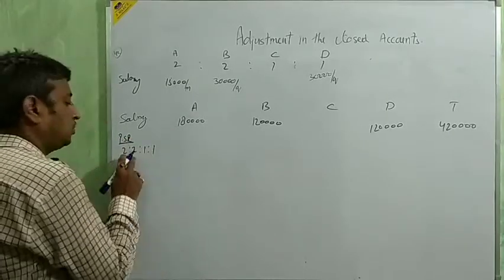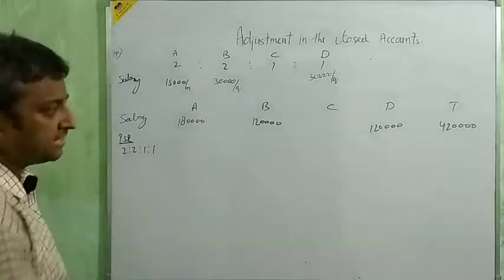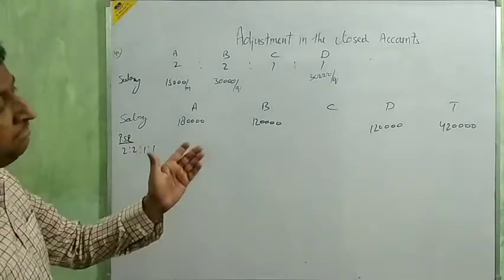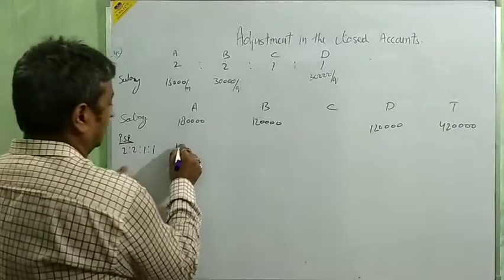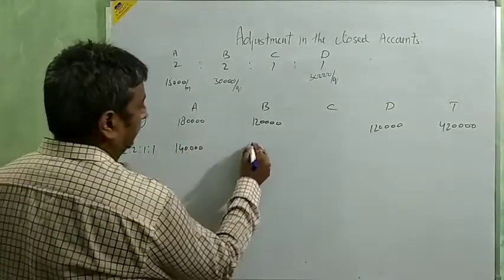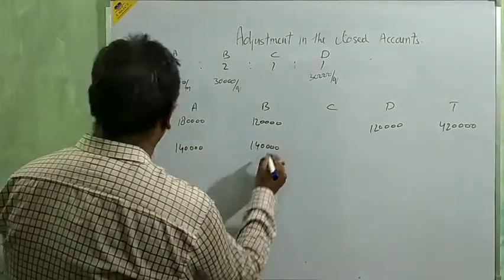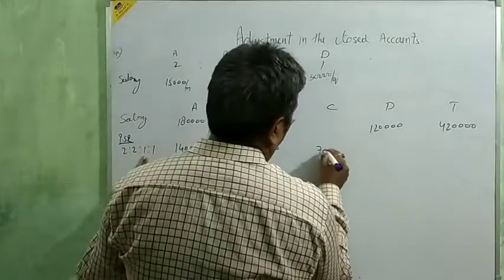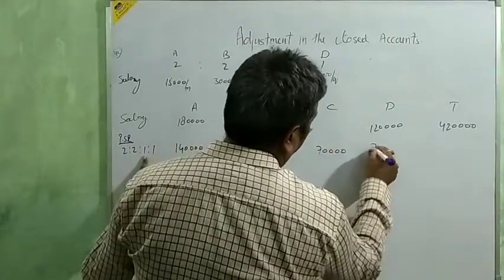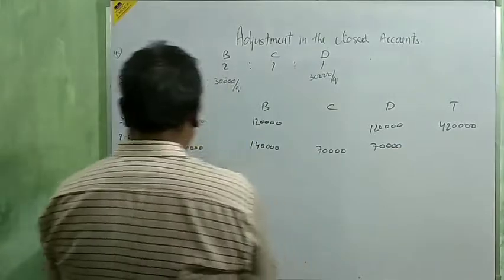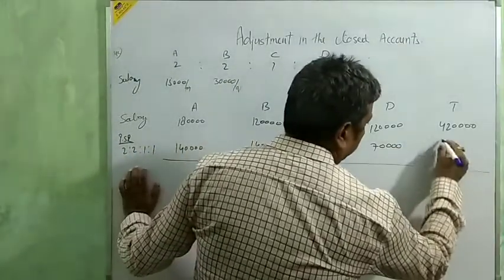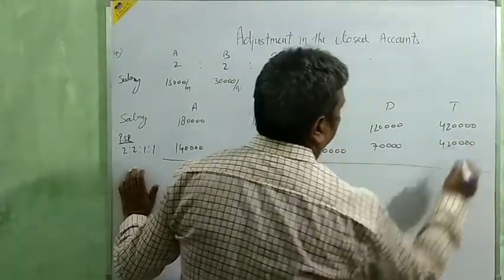2:1:1. It means 6. 7 times 2, 1 lakh 40,000, and 70,000 and 7,000. It's easy to distribute, beta. Do you follow a system of distributing or not?